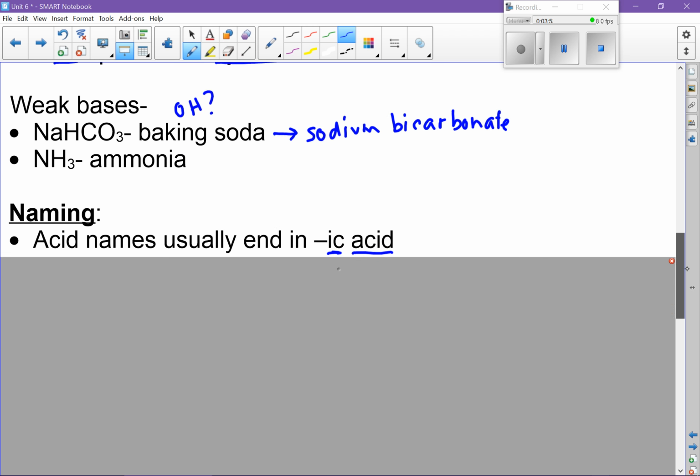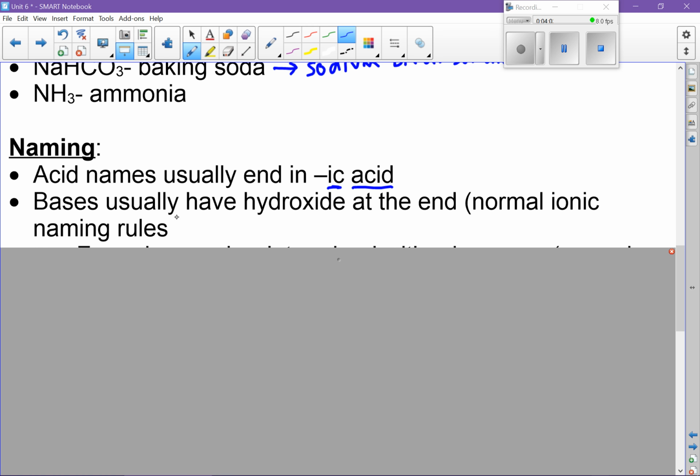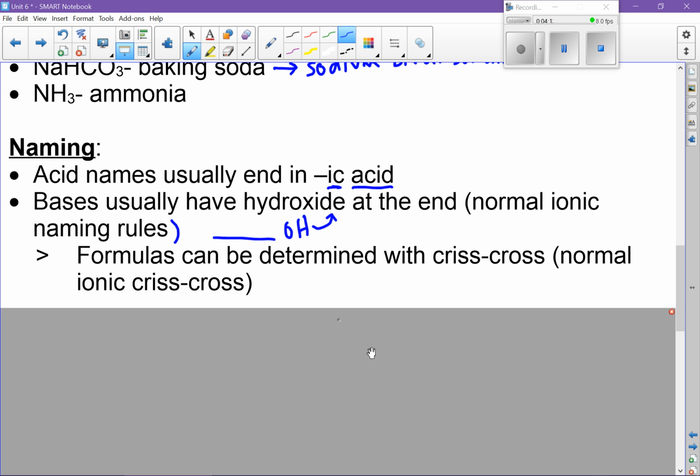Bases will usually have a hydroxide at the end, which kind of follows the normal ionic naming rules where it's something and then OH, which we call hydroxide. If you have to figure out the formula, then you just crisscross. So sodium hydroxide is Na plus 1, OH minus 1, and I crisscross, and that's where we get NaOH from. So you should be able to do some of those general names and formulas.